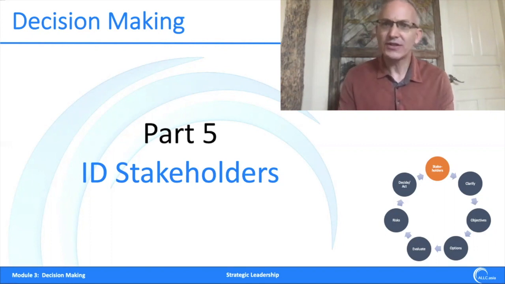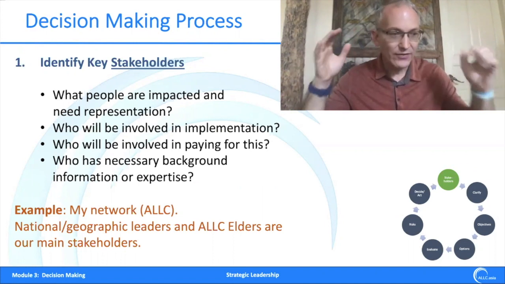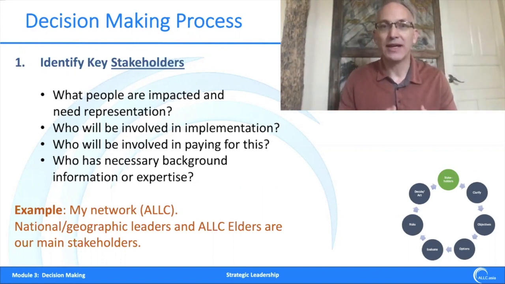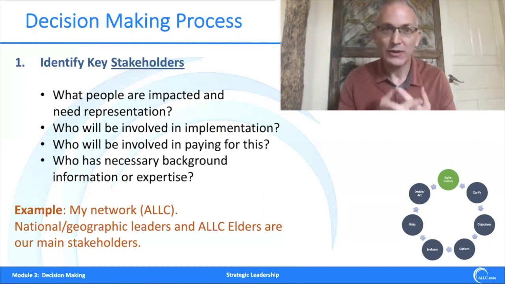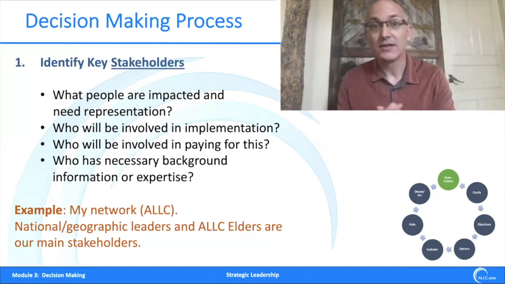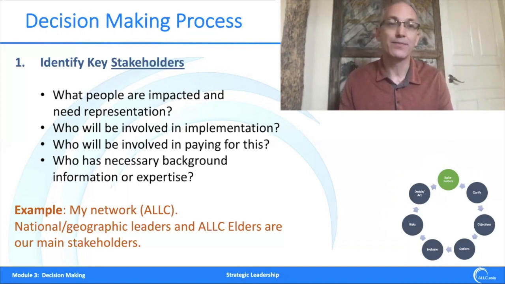So the first step of this 7-part decision-making model is to identify stakeholders. So what does it mean to identify key stakeholders? It means figuring out and thinking about who are the key people that really need to be involved in making this decision. Who do we need to involve in making this decision? Again, we're talking more about a consultative and or consensus decision-making process, where that implies that there are other people that need to be involved in the process.